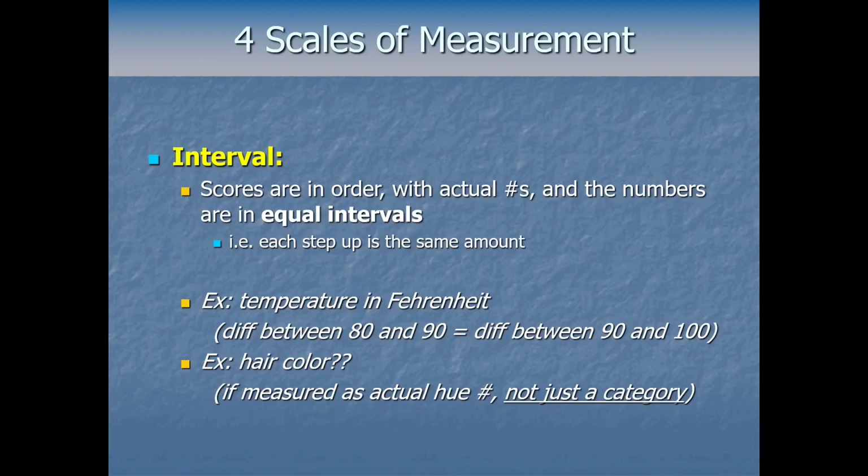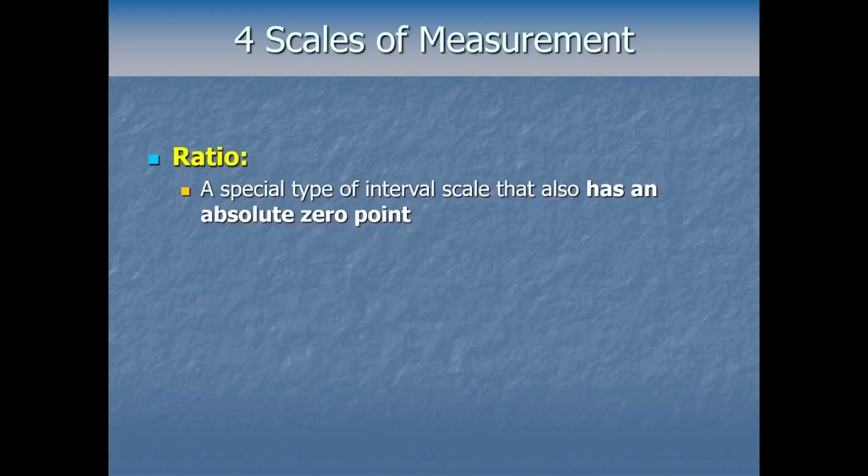For that matter, though, we could take something most people consider categorical, and maybe in our study, we recorded it on the interval scale. Like if we measure hair color, right, as not just categories, but an actual hue using a number that goes in equal steps, not just a category, maybe that could be interval scale then.